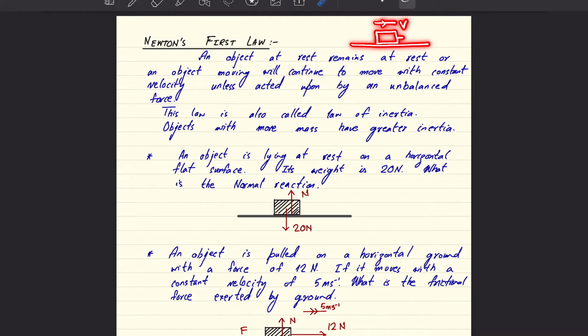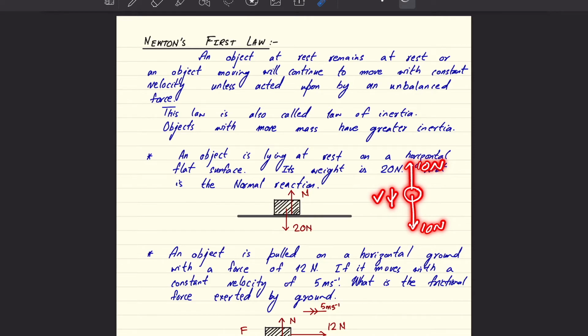So if it has a forward force of 10 Newton acting on it, and it has a backward frictional force of 10 Newton as well, then it will continue to move with that same constant velocity. Or let's say an object is falling down and its weight is 10 Newton, and it experiences an air resistance of 10 Newton as well. Since both forces are equal, it is in the state of equilibrium. The forces are balanced, Newton's first law is applicable, and it will keep on moving with the same constant velocity. In this case, you call that constant velocity also terminal velocity.